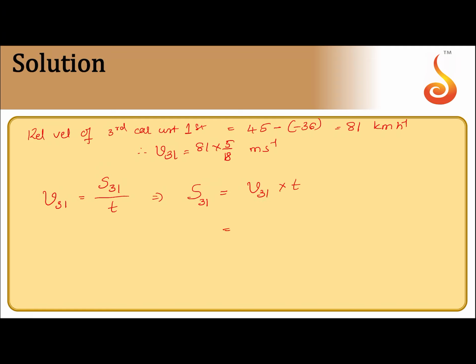What is velocity of 3 with respect to 1? 81 into 5 by 18 into what is the time taken? The time taken is, you can notice that this is 5 minutes, that is 5 into 60 seconds. So, we can simplify this further, that gives us 6750 meters or 6.75 kilometers. This is the relative displacement of 3 with respect to 1, which is nothing but the separation between the first two cars.